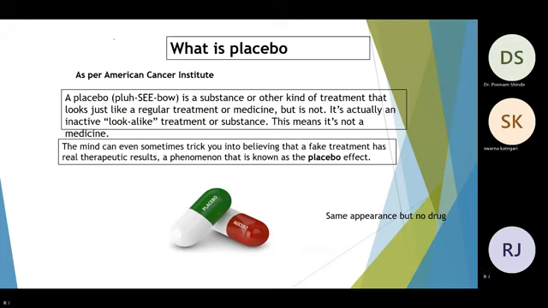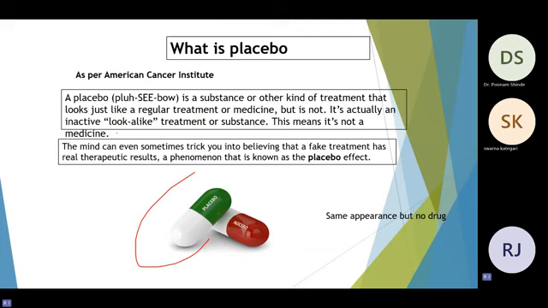As per the American Cancer Institute, a placebo is a substance or any kind of treatment that looks just like a regular treatment or medicine, but it is not. So in a clinical trial, what do we do? Apart from our treatment, we also use an inactive substance. It will look like a treatment, will look like the original medicine, but it will not have any effect.